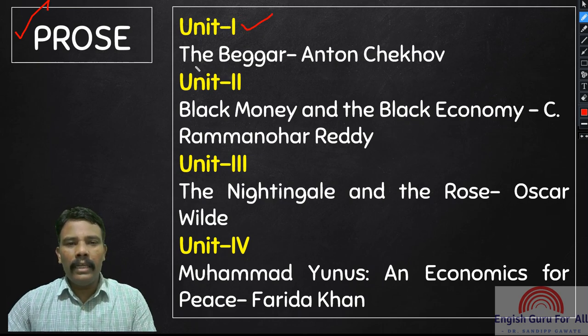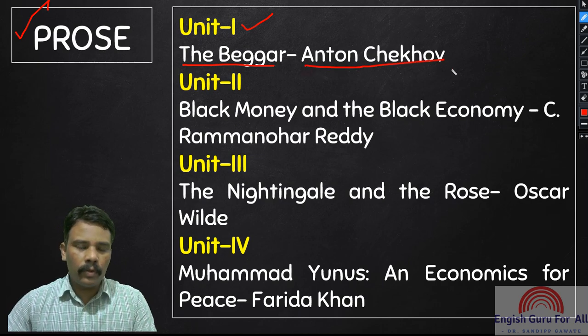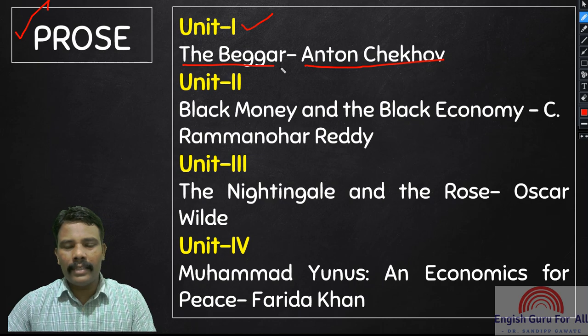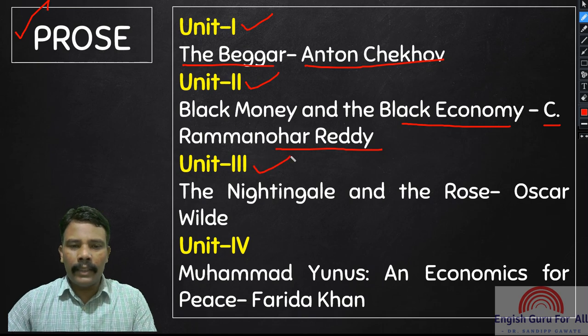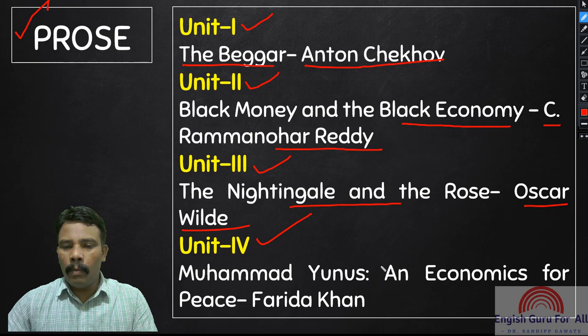What is the title? The Beggar. And who is the author? Anton Chekhov. So this is the story we are going to discuss, and this is called unit number 1. Unit number 2 is Black Money and the Black Economy, and who is the author? C. Ram Manohar Reddy. This is an essay. Unit number 3 is The Nightingale and the Rose, and this is also a story written by Oscar Wilde. And unit number 4 is Muhammad Yunus and Economics for Peace, written by Farida Khan.